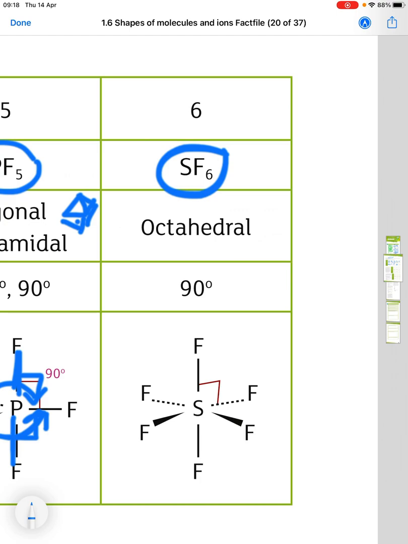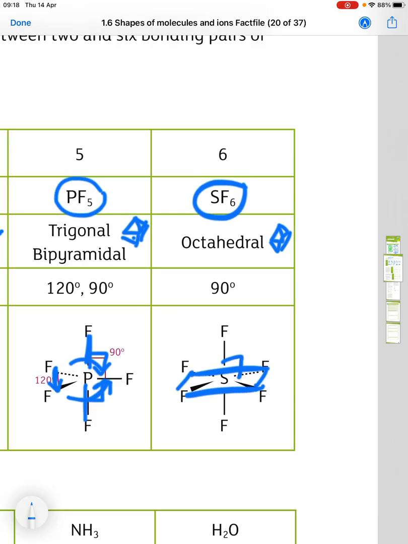And in SF6, it's octahedral. So again, we're imagining like a little pyramid, but this time with 4 points around the middle. And the bond angle here in all of them is 90 degrees.